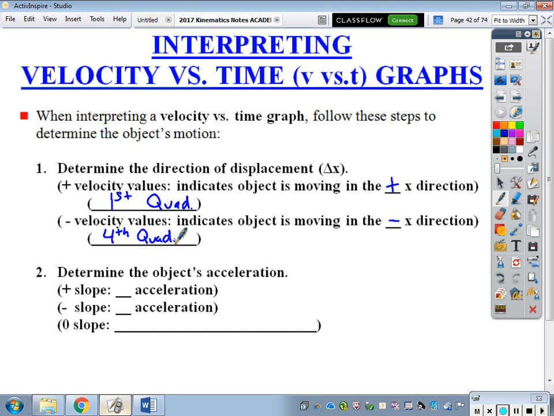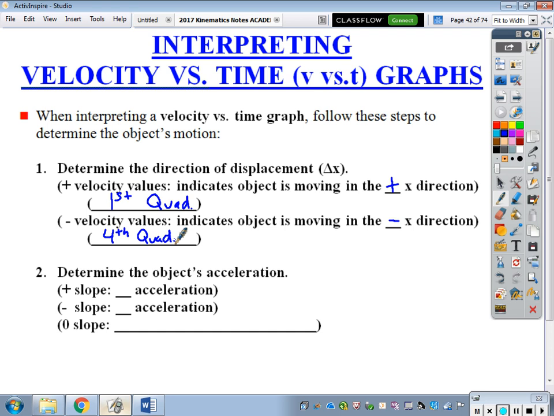Remember, we're not going to have a second or third quadrant graph because that would mean that we would have negative time values, which just isn't going to happen. So that should be easy if we remember that on a velocity versus time graph, we simply look at the quadrant. First quadrant, positive displacement. Fourth quadrant, negative displacement. No matter what is shown in those quadrants, that's what we get for our displacement.